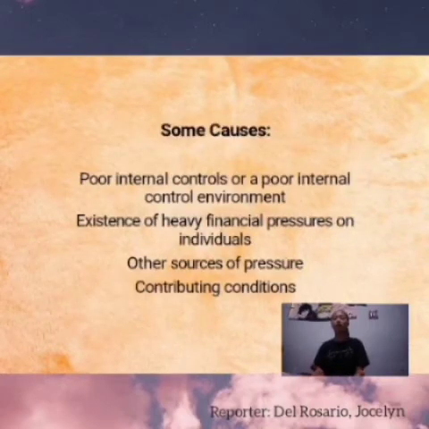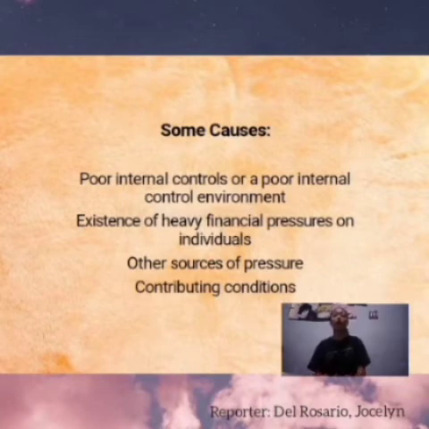There are some causes. First is poor internal controls or a poor internal control environment. Internal controls are the systems, regulations, and procedures put in place by a firm or organization to assure the accuracy of financial and accounting data, encourage accountability, and prevent fraud. These controls can help enhance operational efficiency by improving financial reporting accuracy and data.